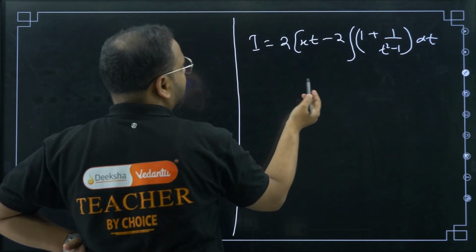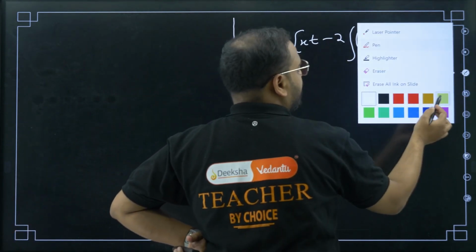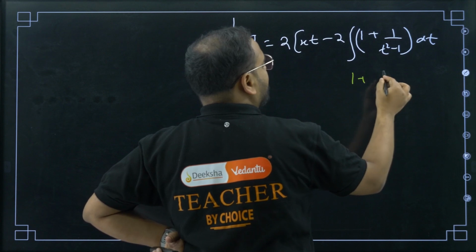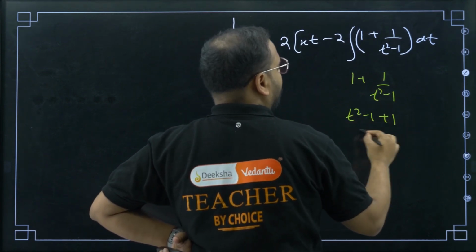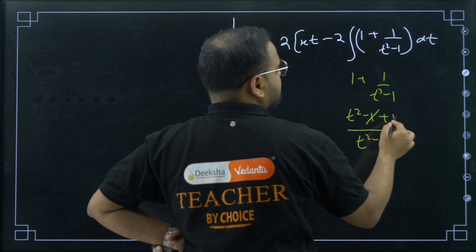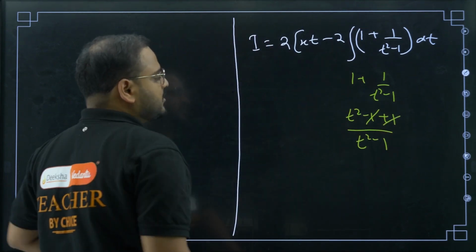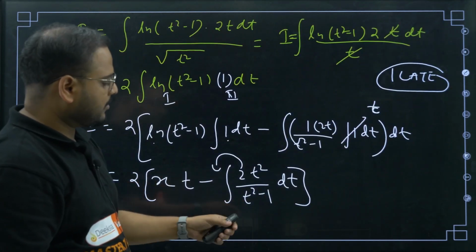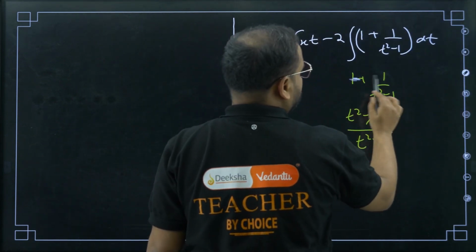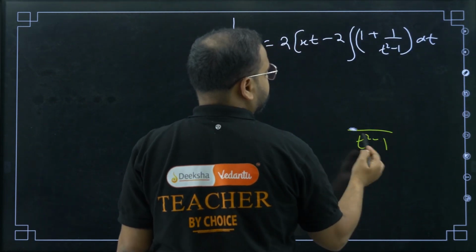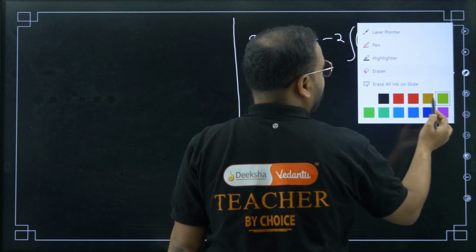I can separate this function. Why am I doing it like this, sir? Because if you look at this, I can write it as 1 plus 1 upon t square minus 1. That will become t square minus 1 plus 1 upon t square minus 1. Cancel this, and we come back to the same condition: t square upon t square minus 1. Okay, no problem there. Let's erase this part. Not required. I hope you understand this.